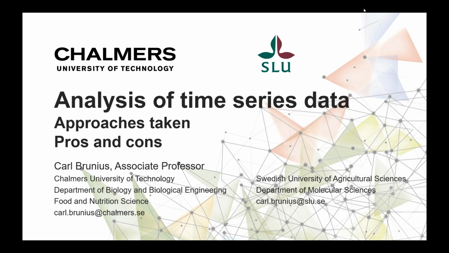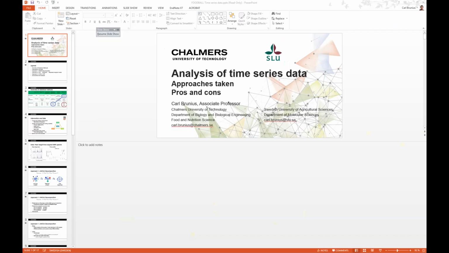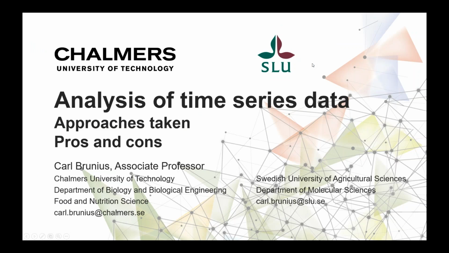My name is Carl Brunius, and I share my time between two universities, Chalmers University of Technology in the south of Sweden and the Swedish University of Agricultural Sciences. And my job is to develop tools for multivariate data analysis, and of course to apply these in settings predominantly related to metabolomics.